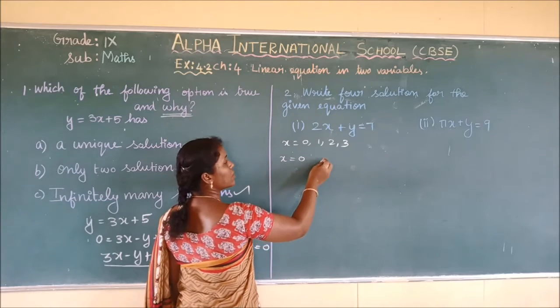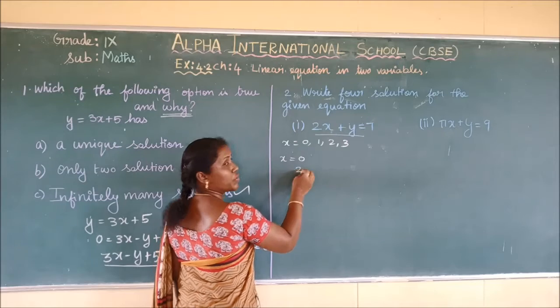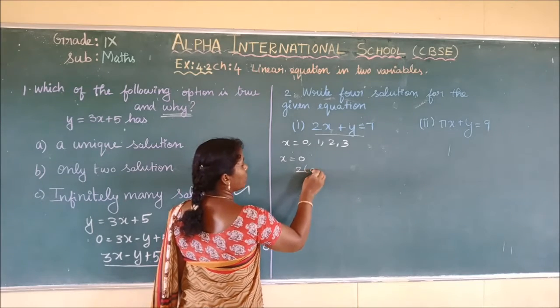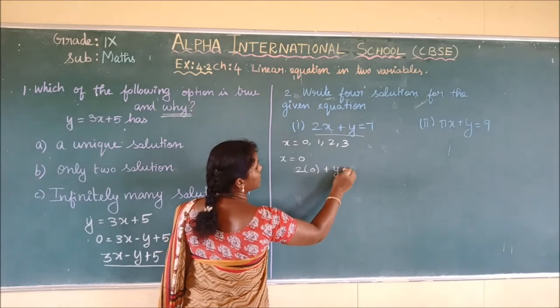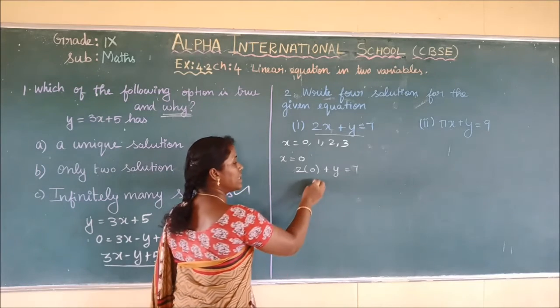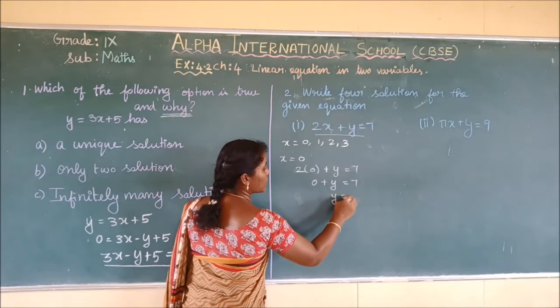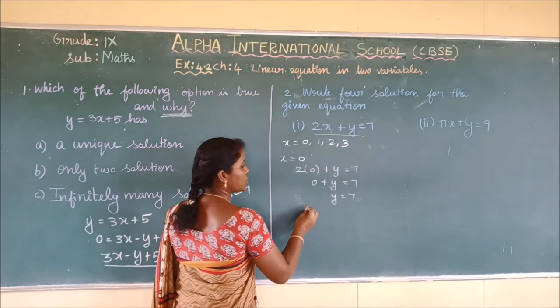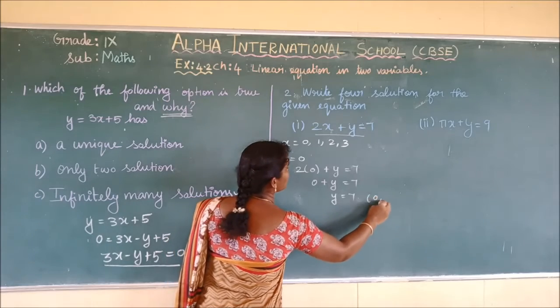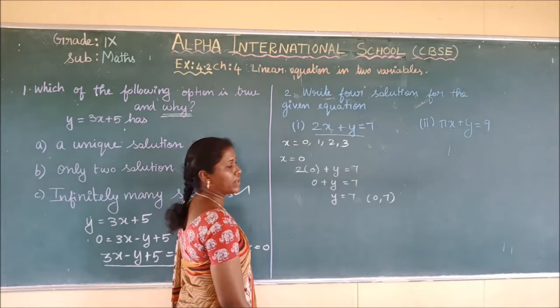If I am substituting x is equal to 0 in this given equation, we will be getting the equation as 2 into 0 plus y is equal to 7. What is 2 into 0? That is 0. So 0 plus y is equal to 7. So y is equal to 7. We got the first solution as, what is the solution? 0, 7. If x is 0, y is equal to 7.